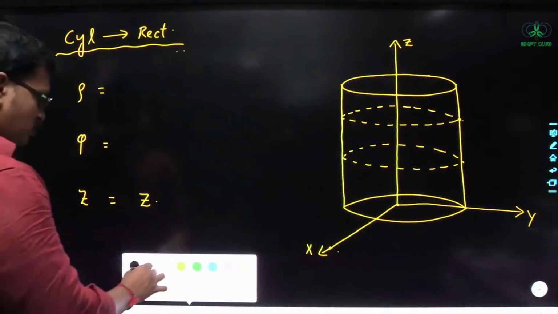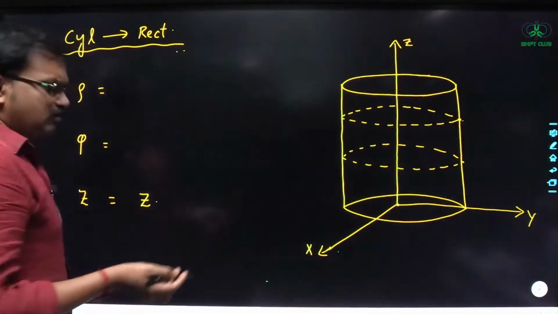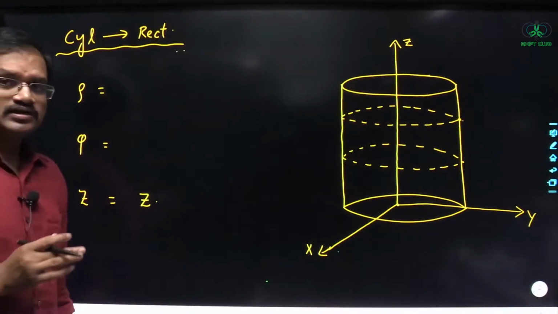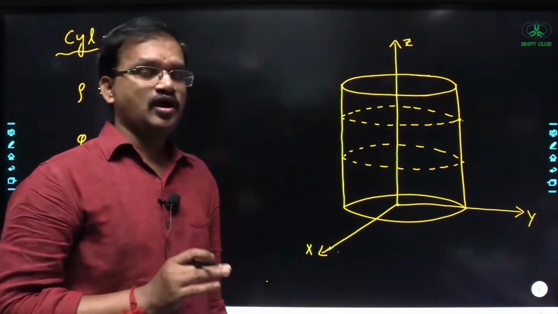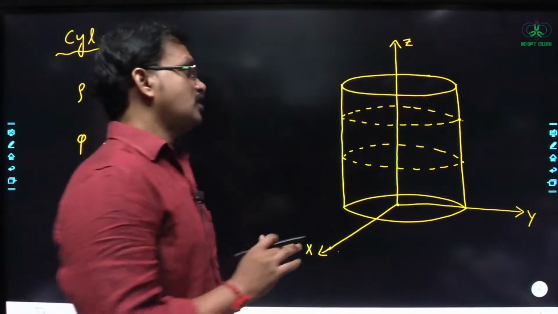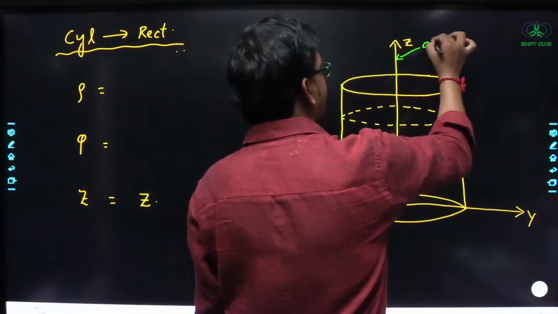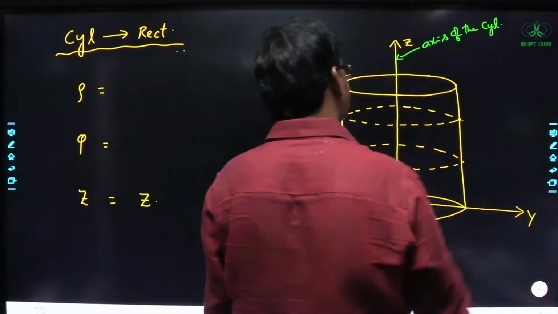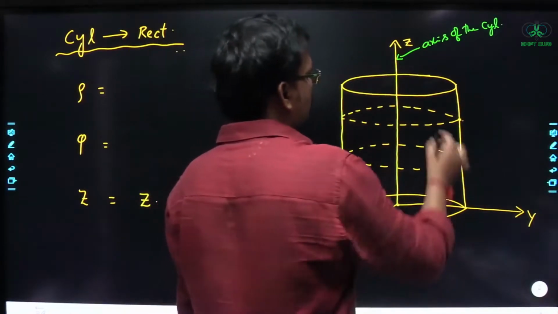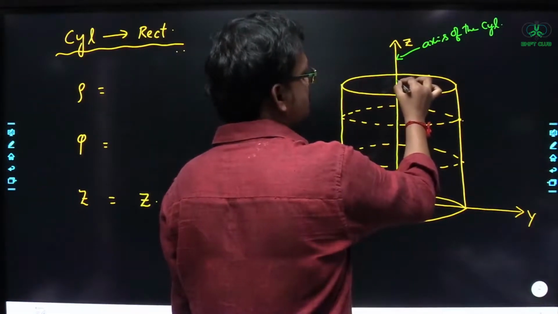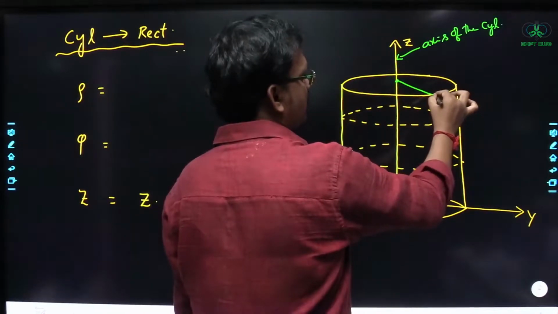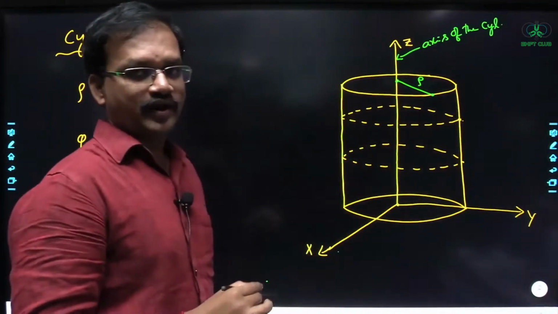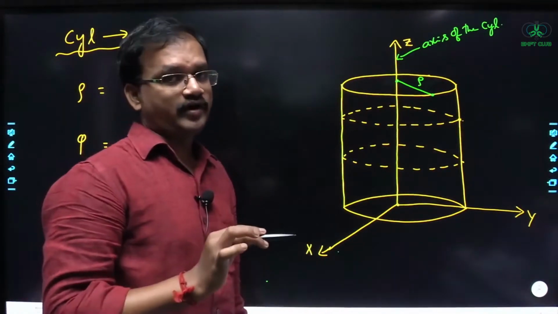There is no need to remember anything here, we just follow the definitions of rho and phi. What is rho? Rho is nothing but the normal distance from the axis of the cylinder to any point on the surface of the cylinder. Here the z axis is the axis of the cylinder. We want to represent that rho in terms of rectangular coordinates.